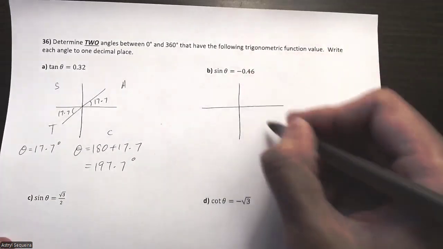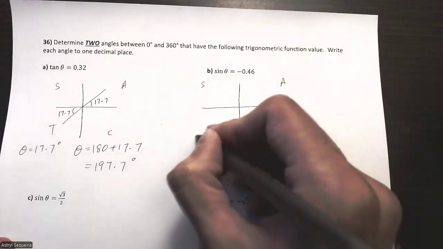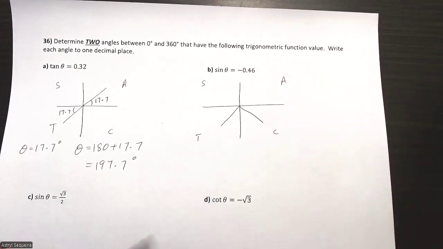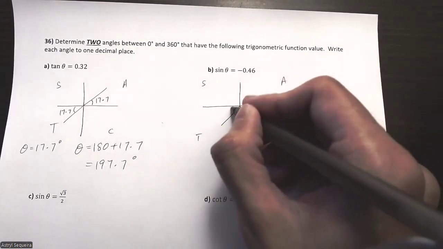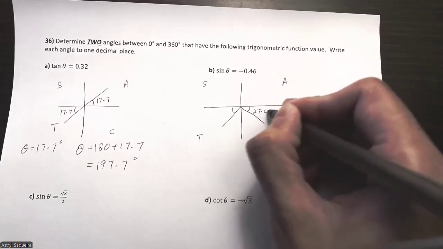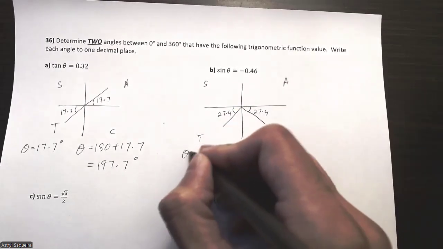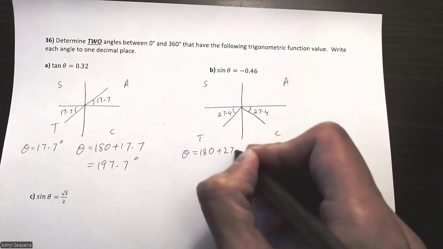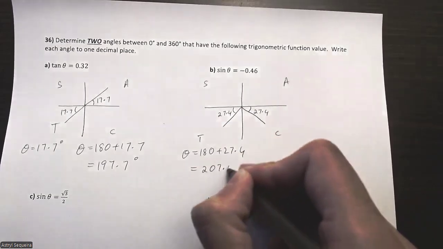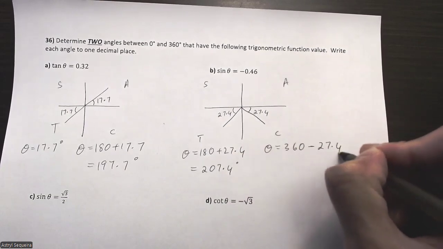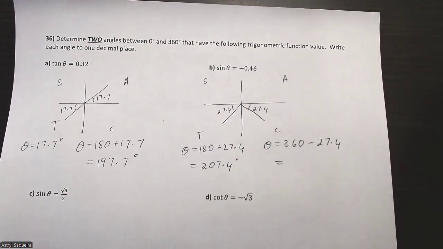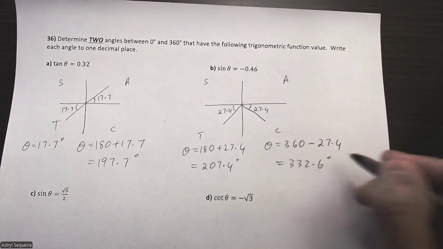Let's try part B. Sine is negative in the third and fourth quadrant. To find the acute angle, I'll do the sine inverse of positive 0.46 in my calculator. Now put negatives for the acute angle. I get 27.4. My first solution is 180 plus 27.4, which is 207.4 degrees. And my second solution is 360 minus 27.4, which is 332.6 degrees.